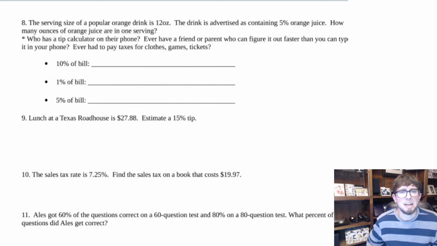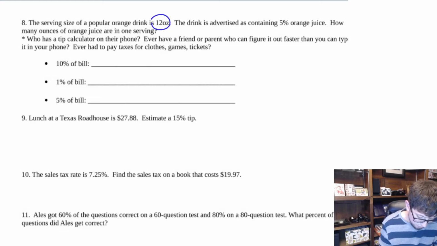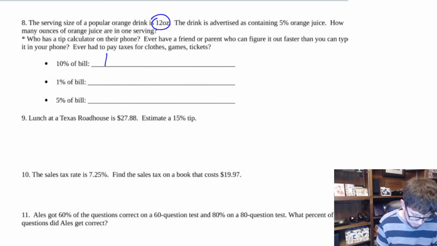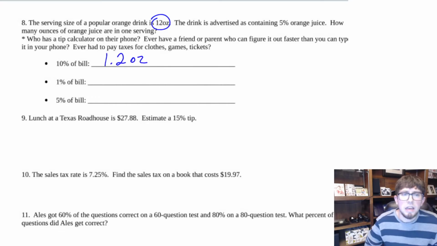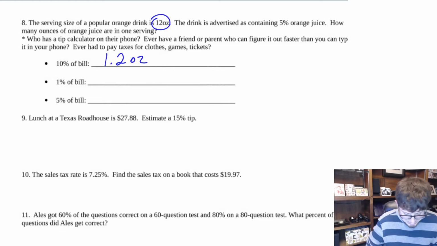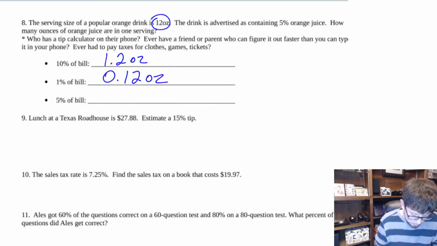If you wanted to find 10% of something like 12, which is the number of ounces here, you can just move the decimal place over, and it's 1.2. And if you wanted to find 1% of that, you're going to move the decimal place over twice. So this would be 0.12 ounces. If you wanted to find 5%, just start with 10% and cut it in half. So you're at 0.6 ounces.